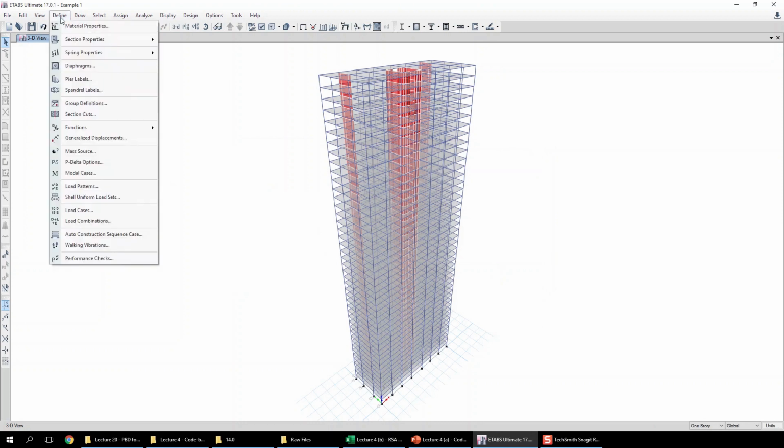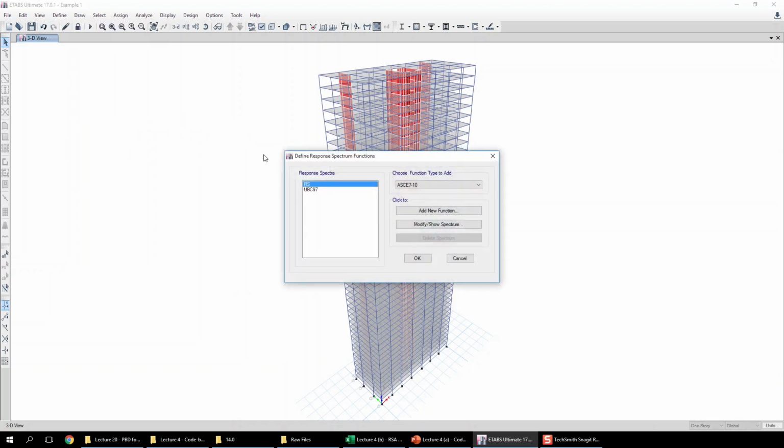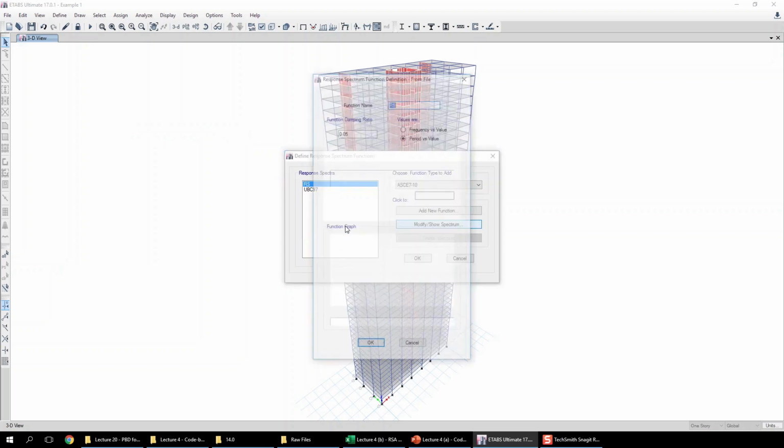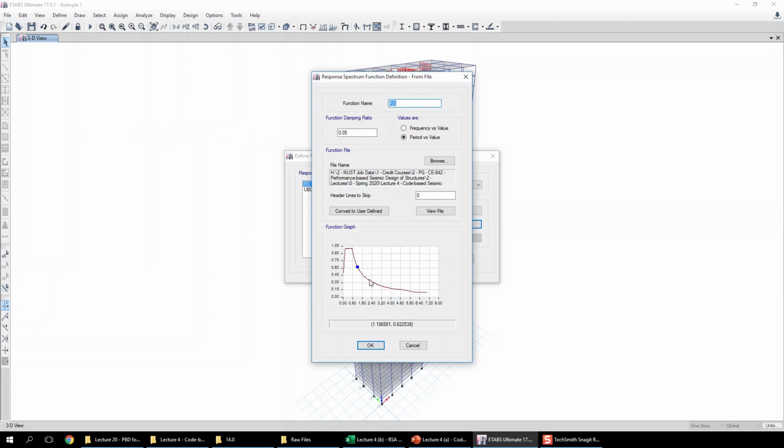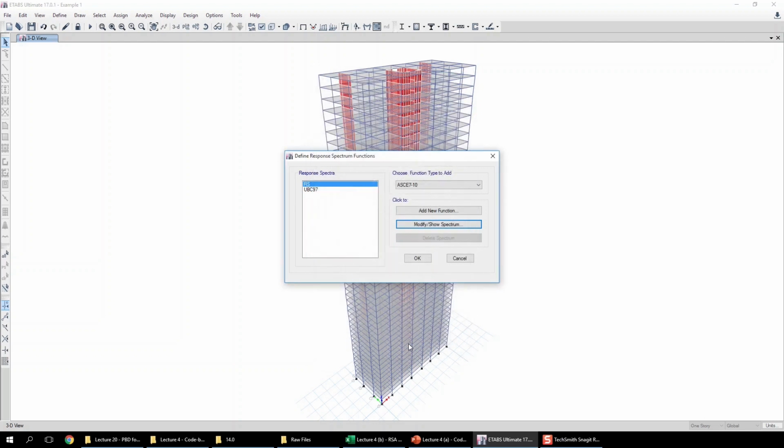Then we will go to the definition of response spectrum. Here you can define the response spectrum in functions. I have defined this response spectrum, whose name is RS, and you can modify that and show that response spectrum, and this is this one. It is a typical code spectrum, and I will also calculate the individual modal responses manually in an Excel sheet, and I will use the same response spectrum in that Excel sheet also.